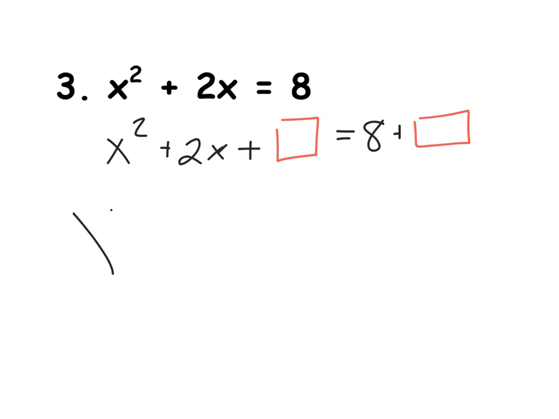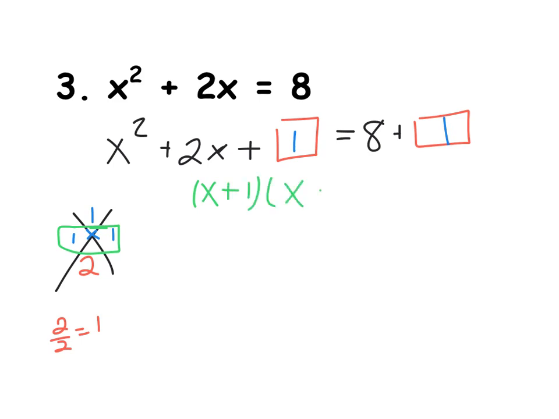I draw my diamond. 2 down below. 2 divided by 2 is 1, so I put a 1 on both parts of my diamond. 1 times 1 is 1. I now factor x squared plus 2x plus 1, but if you do the diamond, guess what? It did the work for you. I get x plus 1 times x plus 1. And that's equal to 8 plus 1, which is 9.